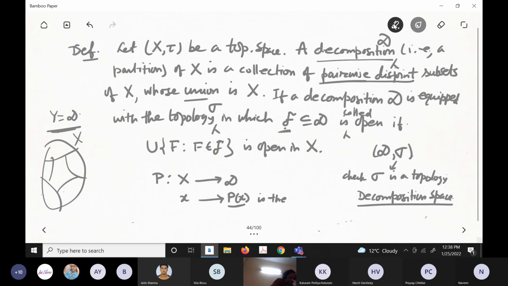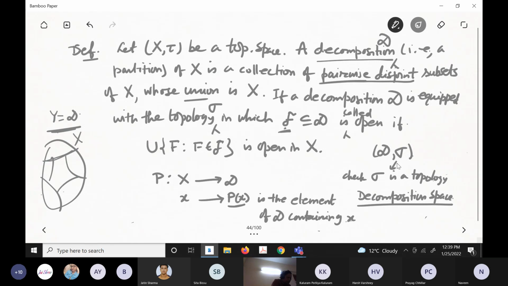Px is the element of D containing X. Elements of D are actually some subsets of X which contain X. Only one of them will contain it, and so this is well defined. Okay, this is well defined. And it can be shown with this. First you show this is a topology.